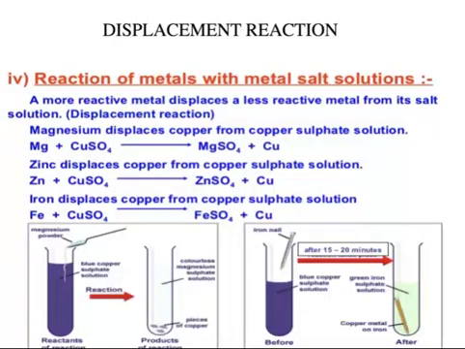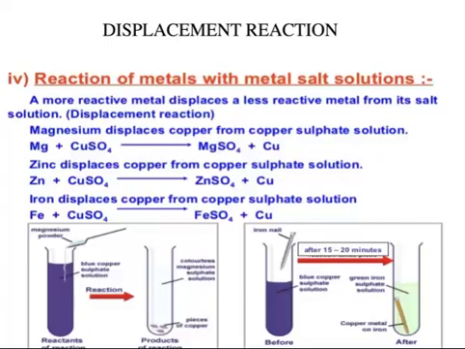In the same way, zinc displaces copper from copper sulfate solution. Zinc plus copper sulfate solution gives zinc sulfate, and copper comes out. Similarly, iron displaces copper from copper sulfate solution. Iron plus copper sulfate gives iron sulfate, and copper comes out.